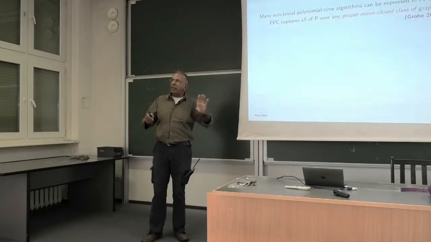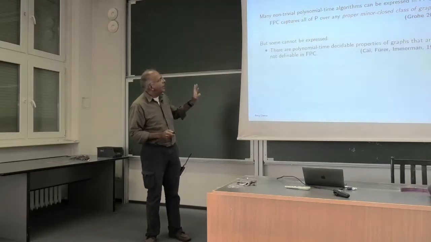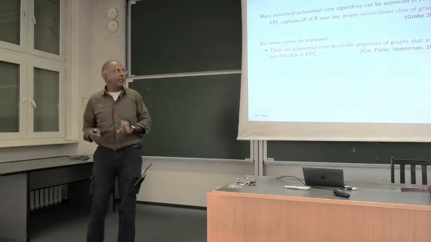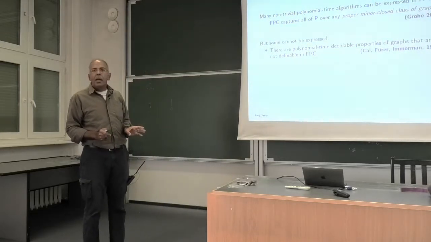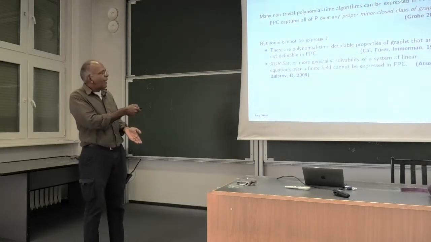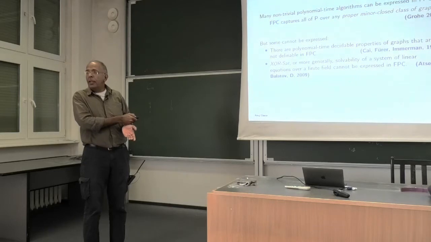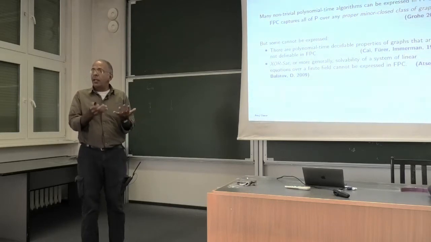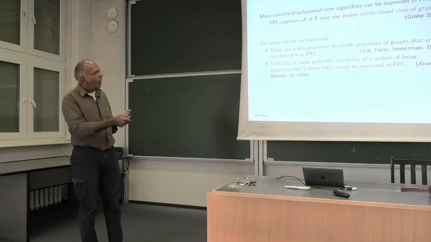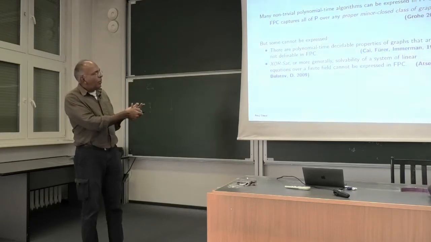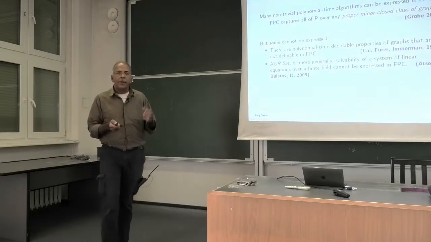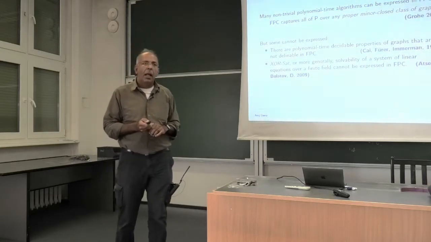And yet we know that there are things that cannot be expressed. Cai, Fürer and Immerman constructed the first example in terms of graphs. But it turns out that there are, in some sense, simple ones: XOR-SAT, determining the satisfiability of a collection of clauses with just XOR. Or slightly more generally, solving a system of linear equations over a finite field. Yes? We know about checking primality in FPC?